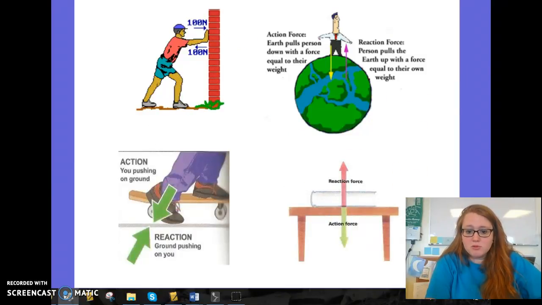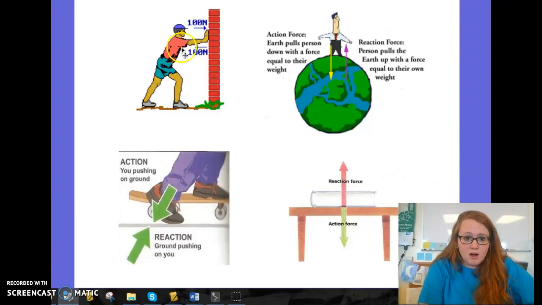Here are some examples. We have a guy pushing against the wall. He's pushing with 100 newtons. Now, some of us have trouble understanding that inanimate objects can apply force, and this wall is inanimate. It is pushing back with 100 newtons.